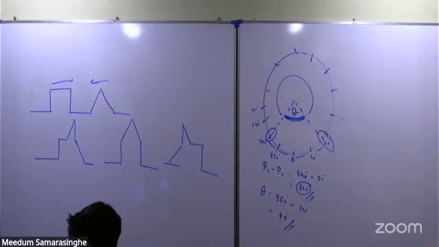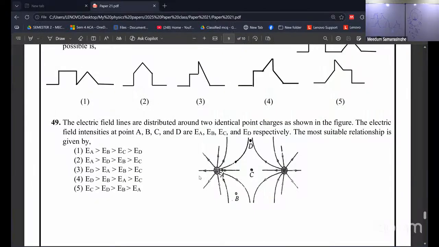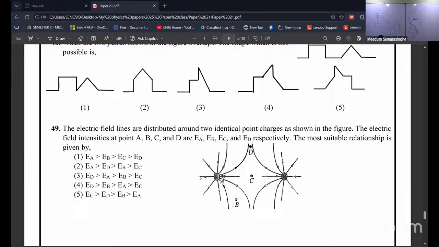Okay, next one, the 49th one. The electric field lines are distributed around two identical point charges as shown in the figure. The electric field intensity at points A, B, C and D.